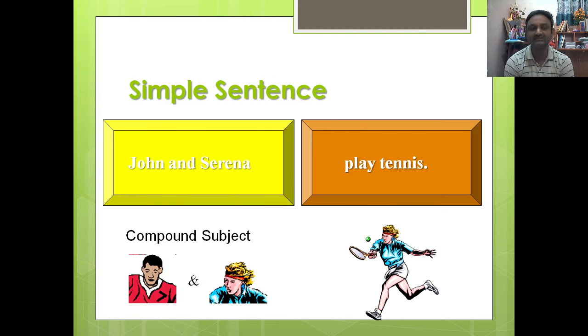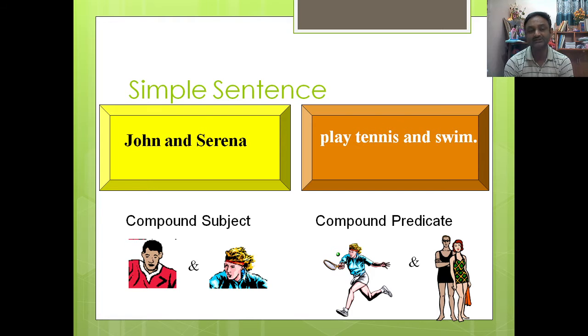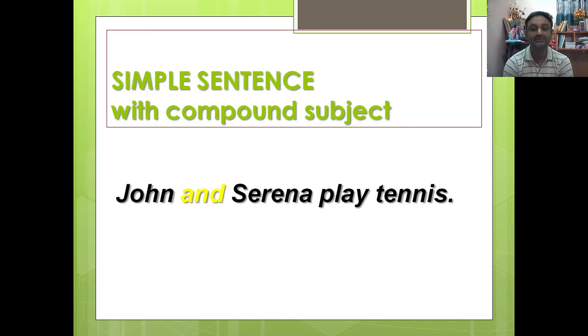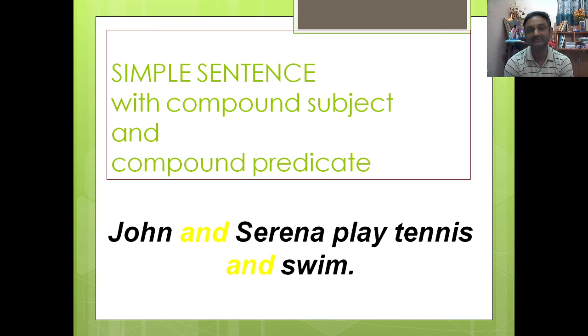Serena plays tennis. If we join together the compound subject, now the aspect has changed. John and Serena play tennis. Now the compound subject where John and Serena combine together, they play tennis and swim. So compound predicate. Now the simple sentence with compound subject looks like John and Serena play tennis. Now the simple sentence with compound subject and compound predicate, as we have seen in the previous slides: John and Serena play tennis and swim.